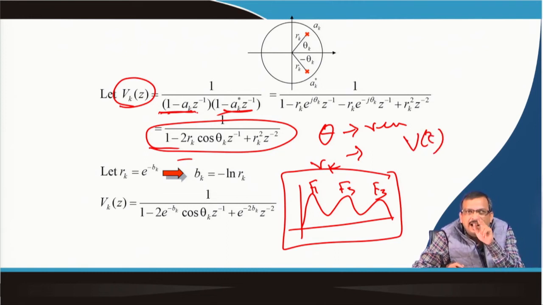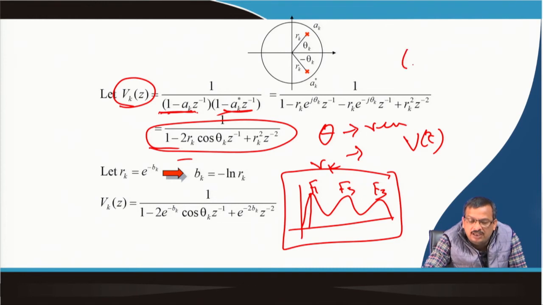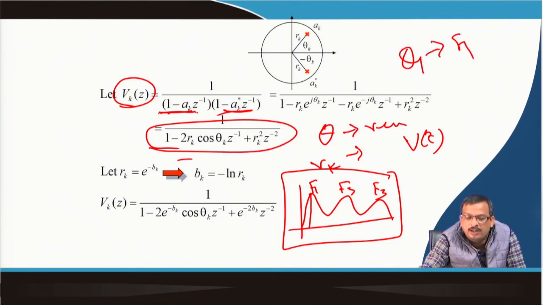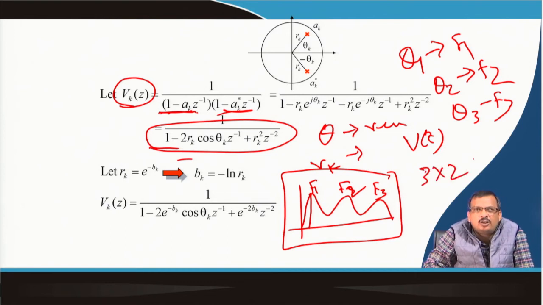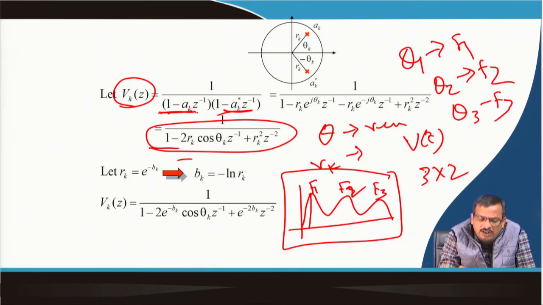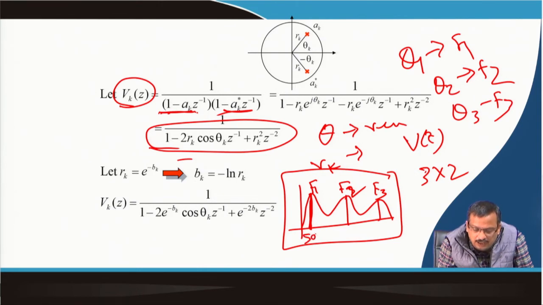So, what I said: one complex conjugate pair is related to one formant. Theta 1 is related to formant F1, theta 2 to F2, and theta 3 to F3. So, how many complex poles are there? 3 into 2. How many complex conjugate pairs are there? 3 pairs. Now, suppose I measure the resonant frequency of this formant, and it is around 500 hertz. How is this related to theta?